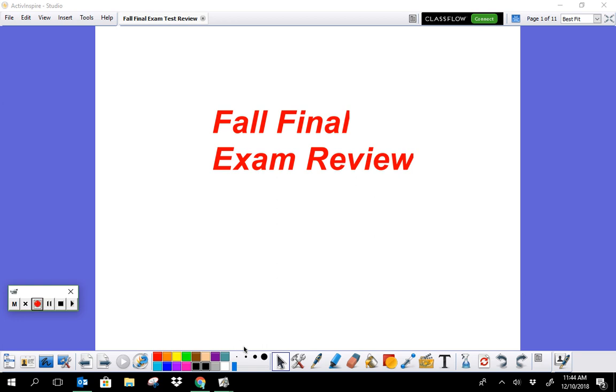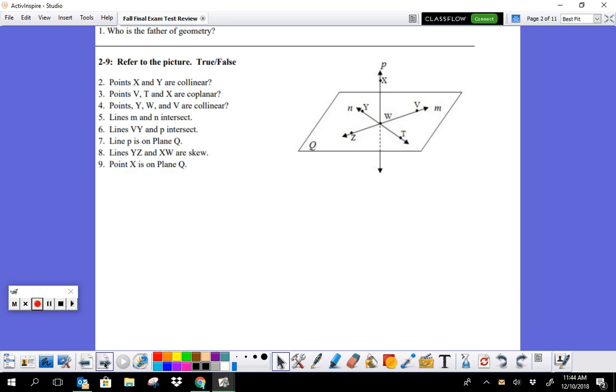All right, y'all, this is the fall final exam review. This is going through units 1 through 6 from this semester. So number 1, who is the father of geometry? Make sure you know this. This is for sure on your final exam.